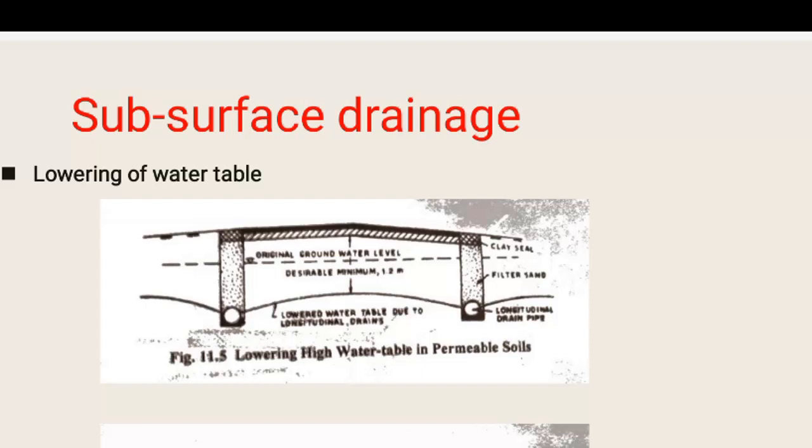So with respect to permeable and impermeable soils, how we can lower the groundwater table, high water table in permeable soil. The highest level of water table should be fairly below the level of subgrade, as we have discussed earlier. It should not affect the highway structure, so that's why we have also mentioned at least 1.1 to 1.2 meters below the subgrade level, so that moisture and capillary water should not affect the highway structure.